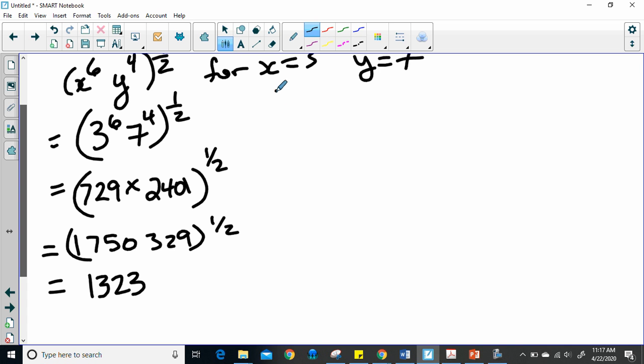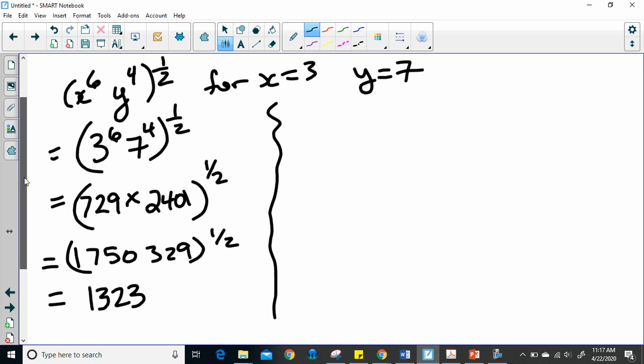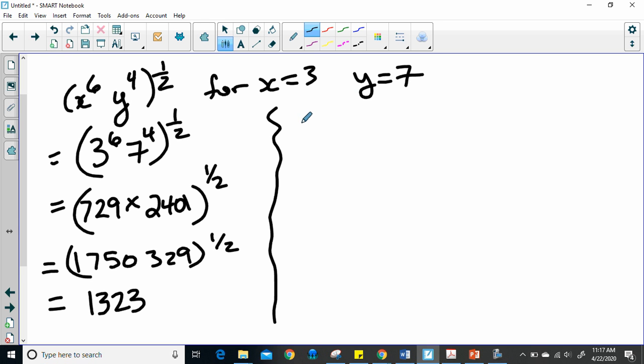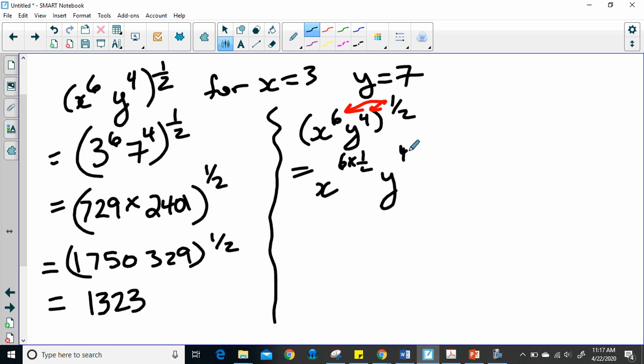Let's do the same question, but this time let's use our rules. Okay. So I'm just going to rewrite the question. X to the 6, y to the 4, all to the exponent 1/2. I'm going to bring that 1/2 exponent in first. Okay. So that means I'm going to have x to the 6 times 1/2, y to the 4 times 1/2. That equals, well, 6 times 1/2 is just 3. 4 times 1/2 is just 2.